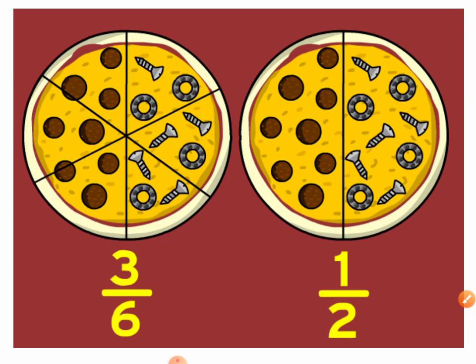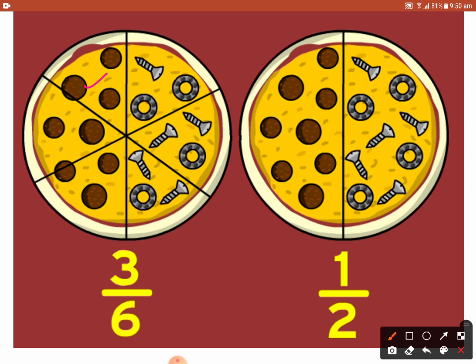Look at this example. Here we have two pizzas. In the first pizza, you can see it is representing 3 parts out of 6 equal parts. These 3 parts out of 6 equal parts is represented by 3 upon 6. In the second pizza, the whole pizza is divided only into 2 parts and it is showing 1 part out of 2 parts, which is 1 upon 2. We have to compare whether eating 3 parts of the 6 parts of a pizza is greater or having 1 part out of these 2 parts will be greater.